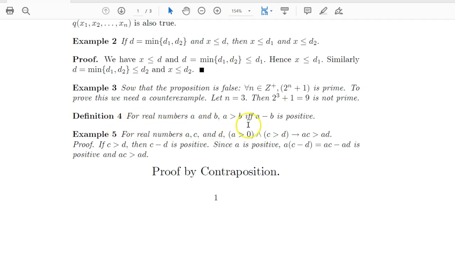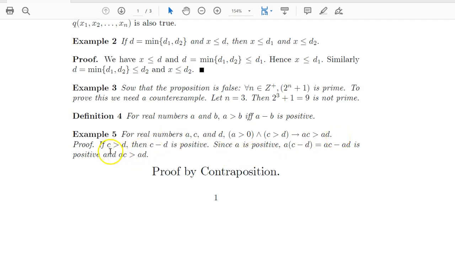Definition. For real numbers a and b, a is bigger than b if and only if a minus b is positive. Example. For real numbers a, c, and d, if a is greater than 0 and c is greater than d, then ac is greater than ad. That is, we can multiply both sides of this inequality by the positive real number a. We get a true inequality again.